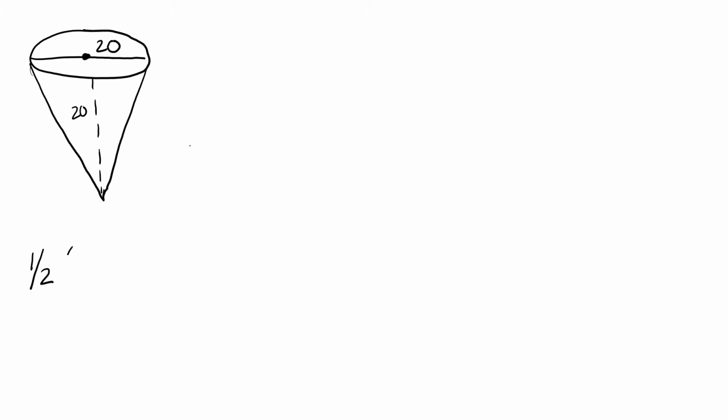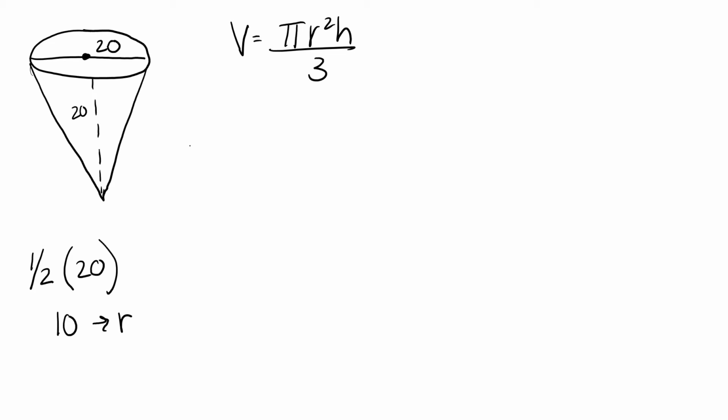In our second problem, we have a cone, and in the cone the diameter is 20, and the height is also 20. We start by taking half of the diameter because we only want the radius. Half of 20 is 10. That is the value that we plug into our formula, pi r squared h divided by 3. So we plug in 10 for the radius and 20 for the height.